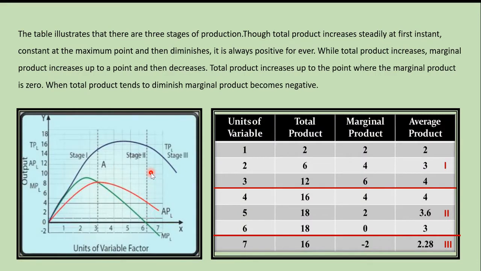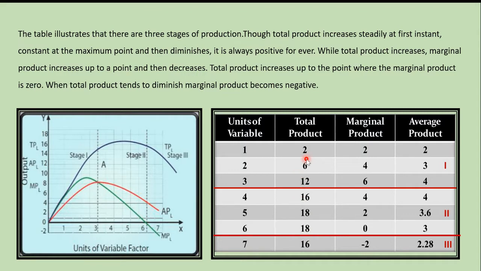Now come to the explanation part of the law of variable proportions. The table illustrates that there are 3 stages of production. So in the table you can see there are 3 stages. First stage, second stage, third stage. Though total product increases steadily at the first instant, constant at the maximum point, and then it diminishes. So look at this table. You have the units of variable, 1 unit, 2, 3, 4, 5, 6 and 7. Total product is also increasing: 2, 6, 12, 16, 18, 18, 16.